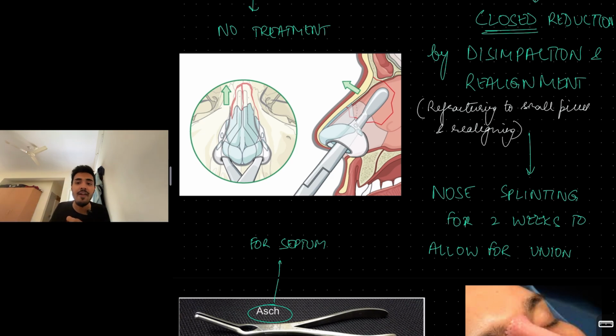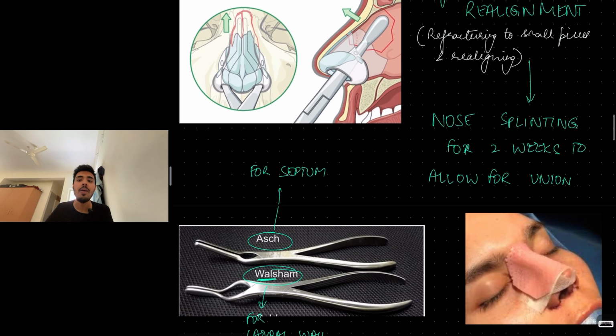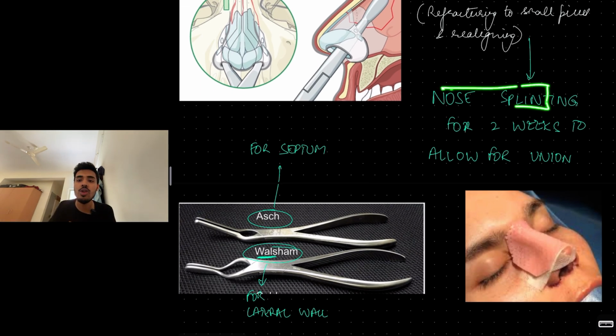Disimpaction is basically we refracture the nasal bone into small pieces. By refracturing them into small pieces, it becomes very easy to realign them. So we refracture, we disimpact them, and then we realign them using these Ashe's forceps and Walsham's forceps. Once we realign them, we hold them in position by using nose splint. So we give a nose splint for about 2 weeks to hold the realigned bones back in position and to allow for union.